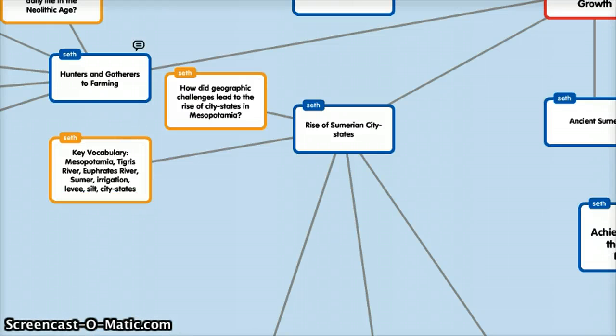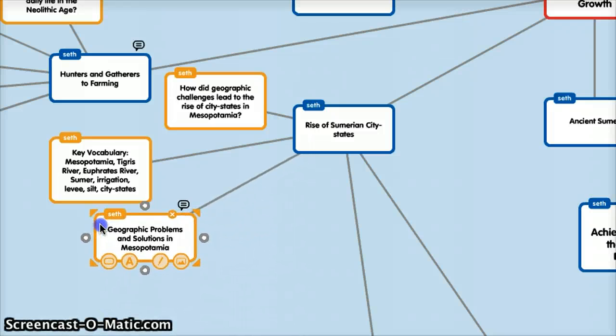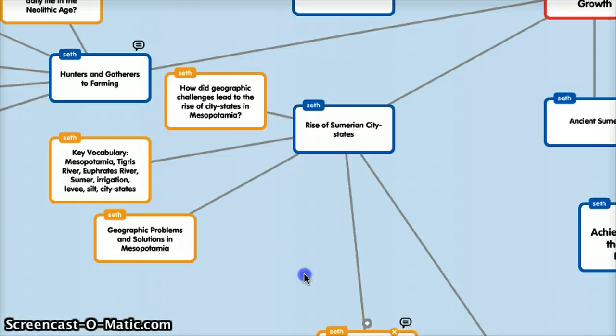The first lesson, the first video you'll see, is geographic problems and solutions in Mesopotamia. The Mesopotamians are going to be dealing with some very specific geographical problems, and we're going to discuss the solutions that they came up with. It's very important to be able to come up with solutions and have a set plan to come up with solutions, because we're all going to run into problems. They run into problems, and we'll talk about how they solved them.